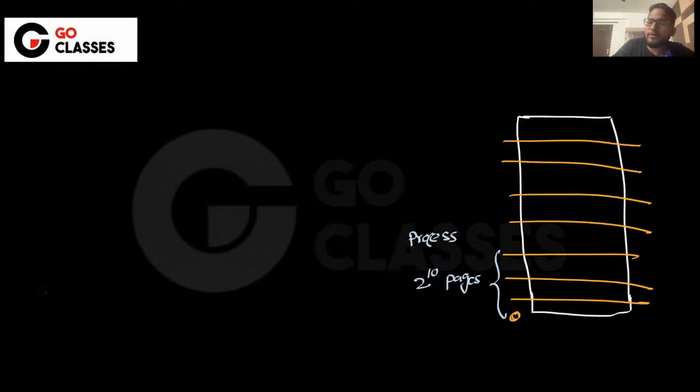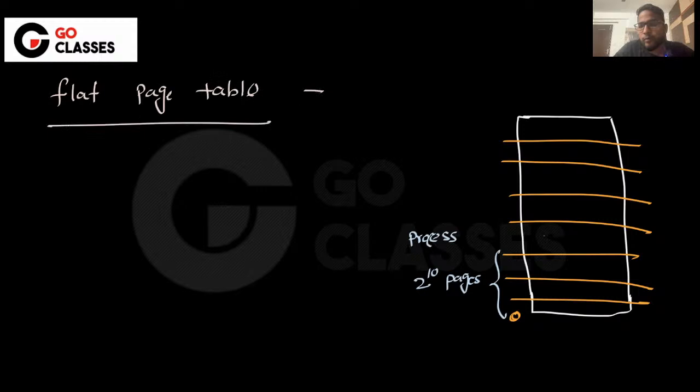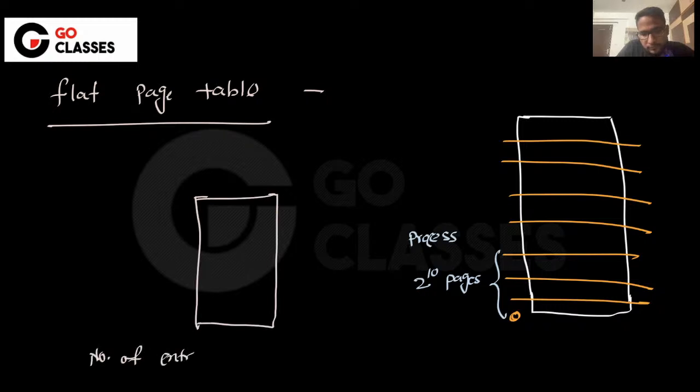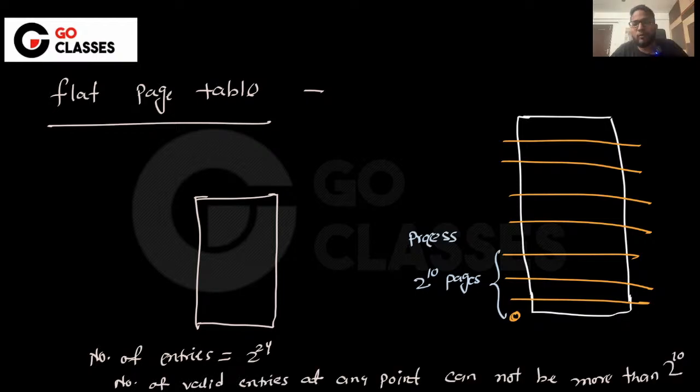Now let's talk about the flat level page table. If it is a flat page table, then you will have a page table. Can you tell me how many entries will be there in the page table? Number of entries is equal to number of pages, which is 2 power 24 pages you have. Out of them, how many valid entries? Number of valid entries will not be more than 2 power 10.